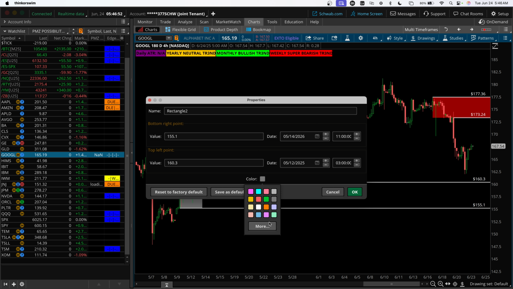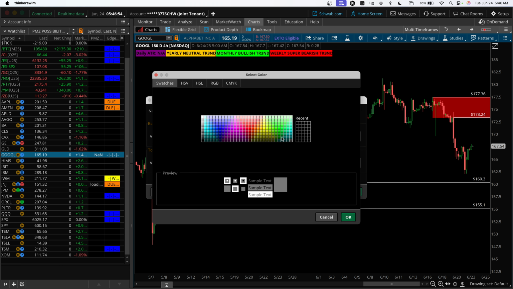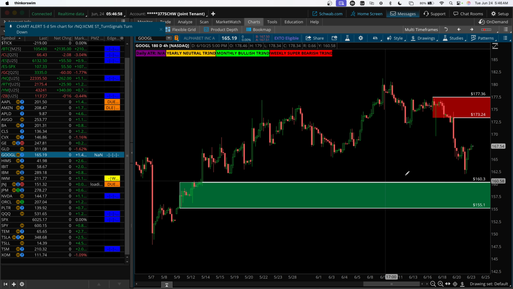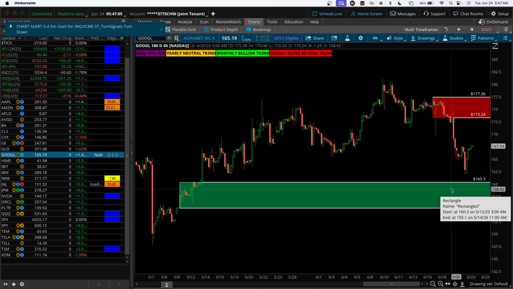So in any of my videos, if you see a green zone, that means it is demand, and a red zone means it's supply. So now I have identified my supply zone and my demand zone using inside candle formation.